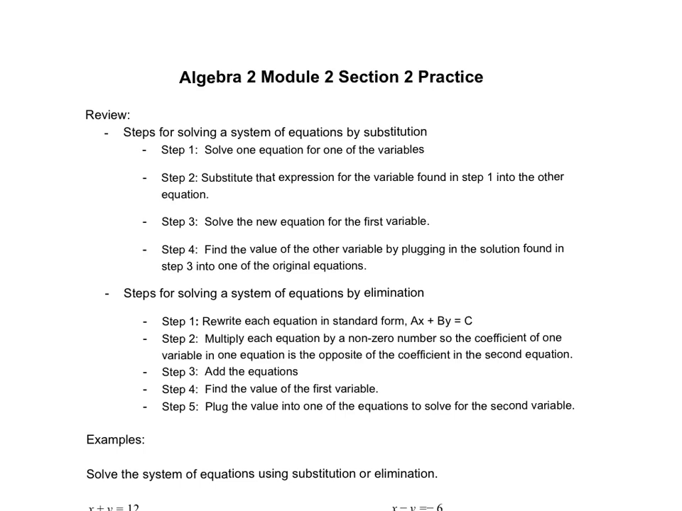If you already have an equation that's x equals or y equals, step 1 would already be done. So you may have to start at step 2, where you substitute that expression for the variable found in step 1 into the other equation. So if you have x equals, you take what it's equal to and substitute it into the first equation for x. In step 3, we're now going to solve the new equation for the first variable. And once we find that variable, we go to step 4, where we find the value of the other variable by plugging in the solution found in step 3 into one of the original equations.